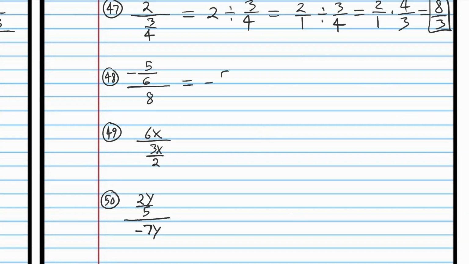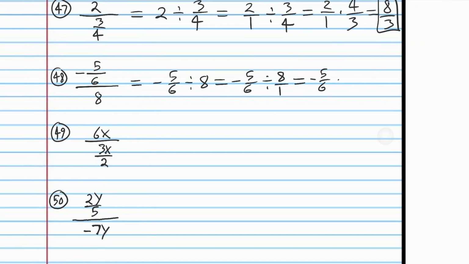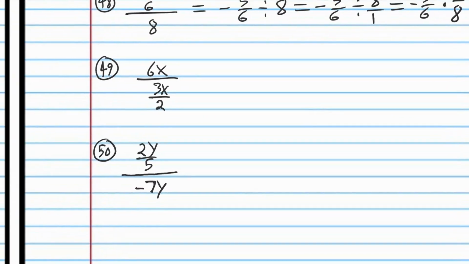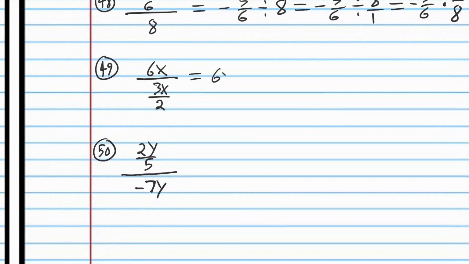All right, we're back. Negative 5 sixths divided by 8. And that just becomes divided by 8 over 1. Just flip and change to multiplication. Multiply straight across and you get negative 5 over 48, and you cannot reduce that. So if you got that answer, good job. So let's try one with variables. 6x divided by 3x over 2.